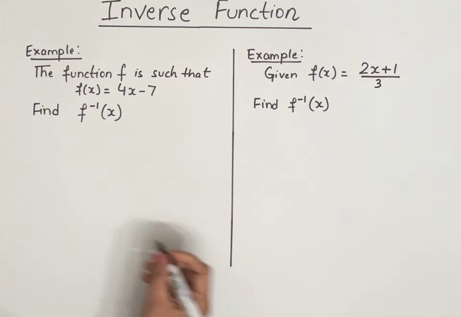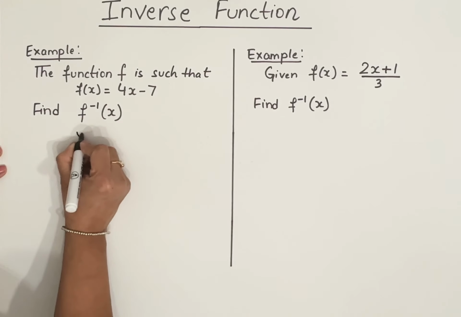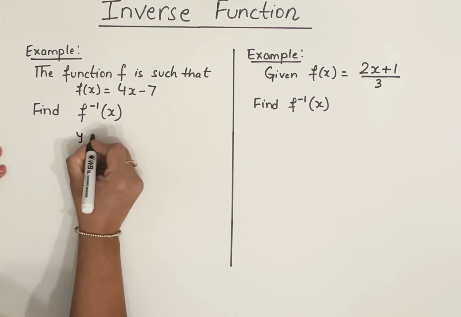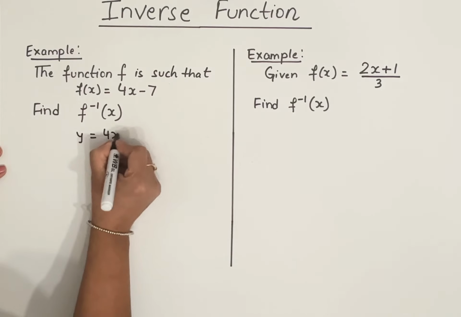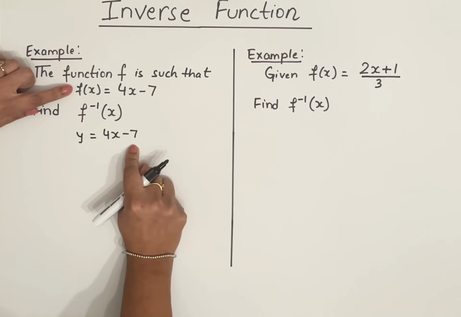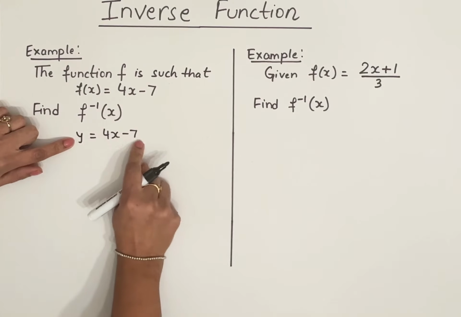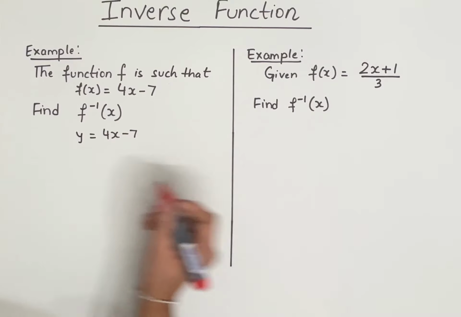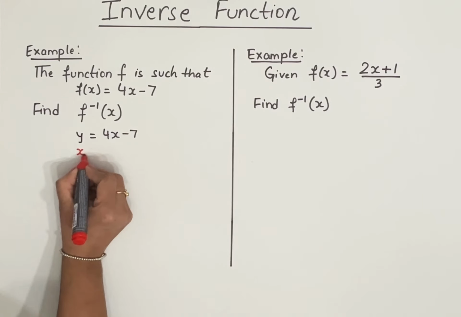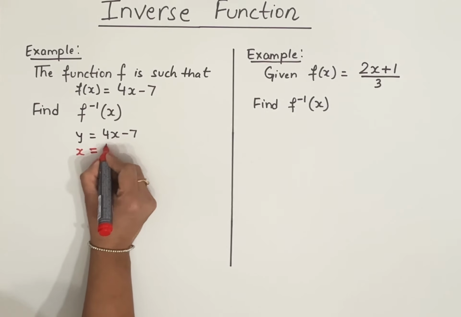And this is how we write it. The first thing we do is whatever function is given to us, we write it as y. So instead of writing f(x), we're going to write down y equals 4x minus 7. So we wrote the question again, just the difference is in place of f(x), we have written y. Then we swap x and y. So where the y is, put x, and where the x is, put y.